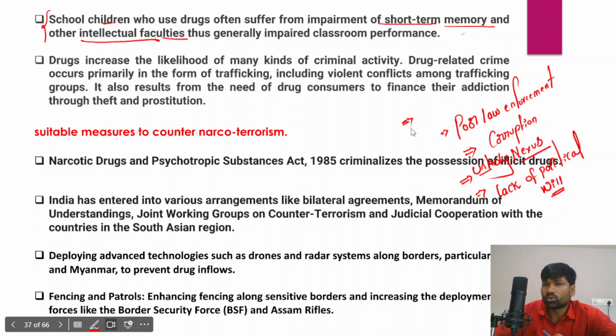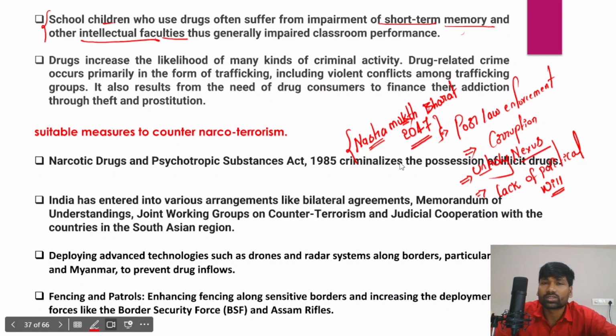Even though it is very difficult, the Government of India, particularly the Ministry of Home Affairs, has come up with the goal of Nasha Mukt Bharat. Just remember this: Nasha Mukt Bharat by 2047. What is the significance of 2047? By 2047, India would be celebrating 100 years of its independence. So we are going to become Nasha Mukt Bharat, or drug free India, by the year 2047. That was announced by Home Minister Amit Shah.